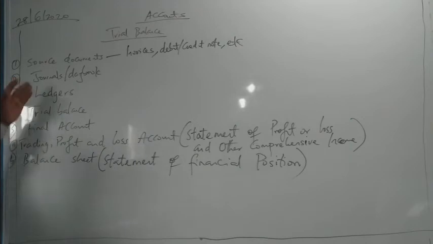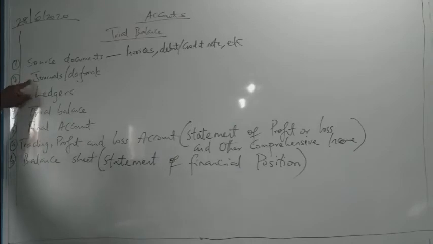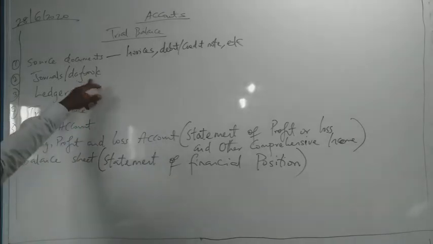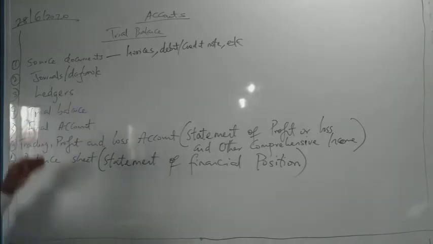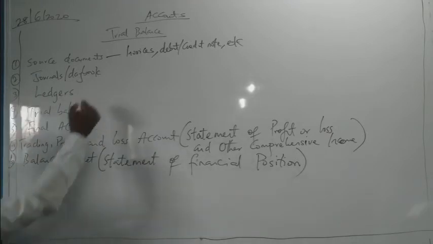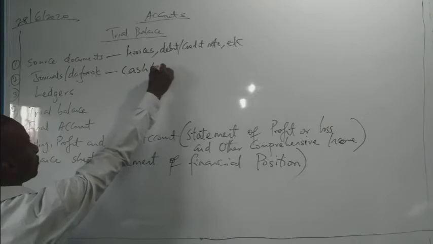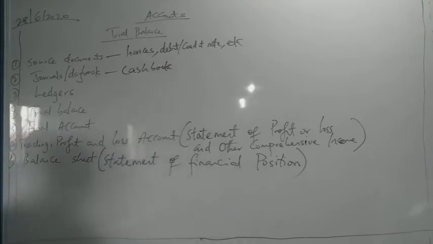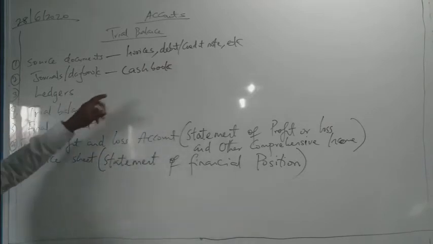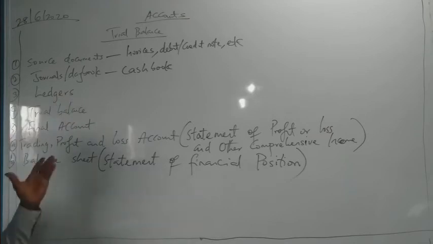Then the journal. We differentiated between the journal and the ledgers, if you can remember. The journal is used for what? Recording day-to-day activities. That is, transactions which are on credit are recorded in the journal. But there's a particular journal which we told you about, the cash book. This is a peculiar journal because it is not only a journal, it also functions as a what? Ledger. If you remember the last class, you can revisit it.